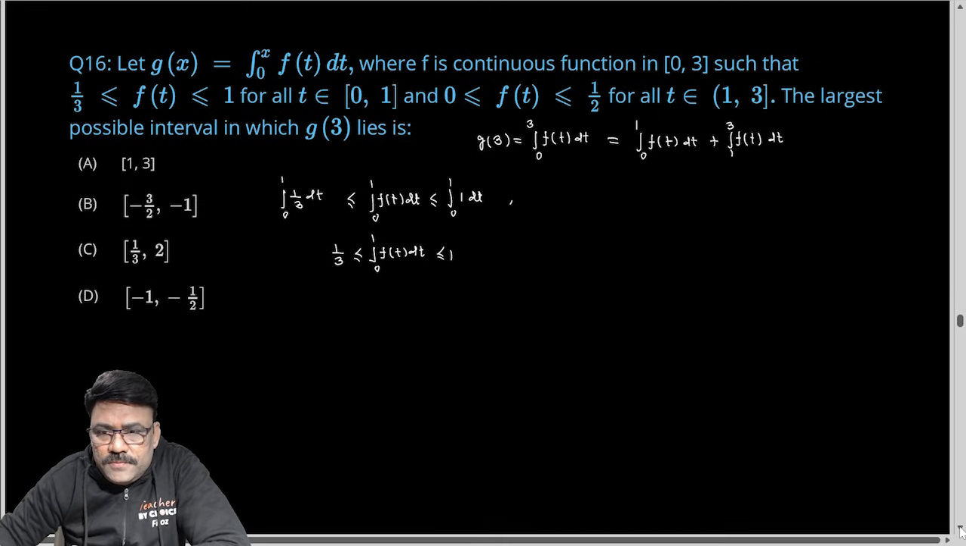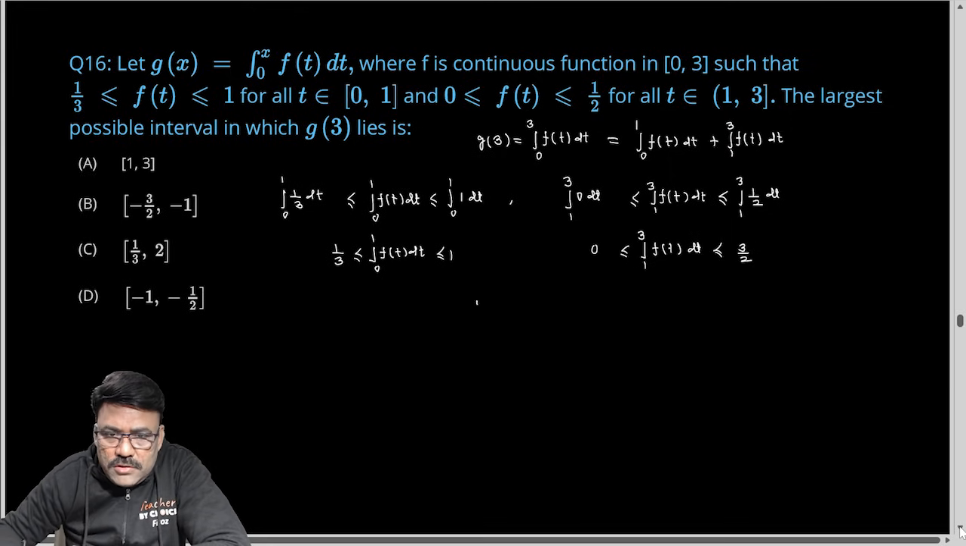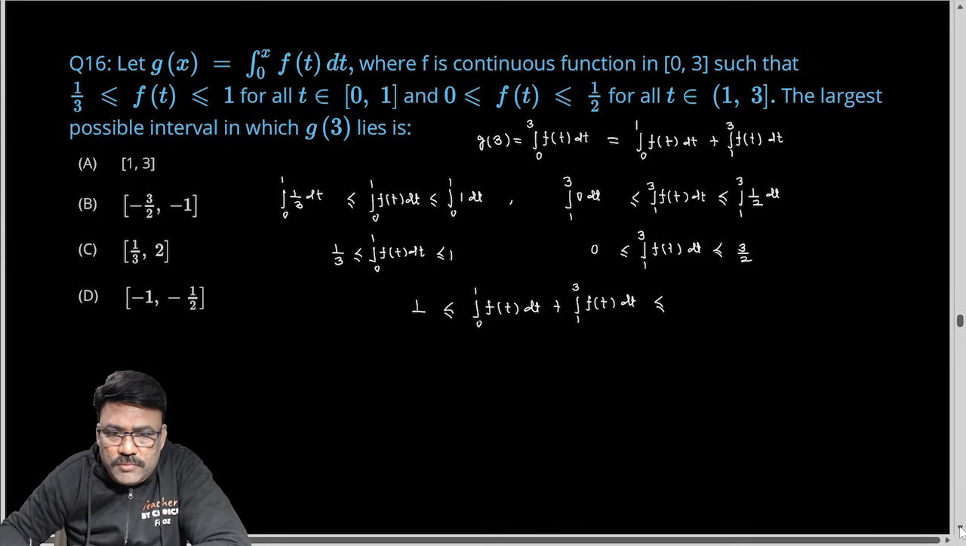And the integral from 1 to 3 of f(t) dt lies between the integral from 1 to 3 of 0 dt and the integral from 1 to 3 of half dt. So hence this integral from 1 to 3 of f(t) dt lies between 0 and 3 by 2. Now if I just add these two inequalities, the integral from 0 to 1 of f(t) dt plus the integral from 1 to 3 of f(t) dt lies between 1/3 plus 0, which is 1/3, and 1 plus 3 by 2, which is 5 by 2.